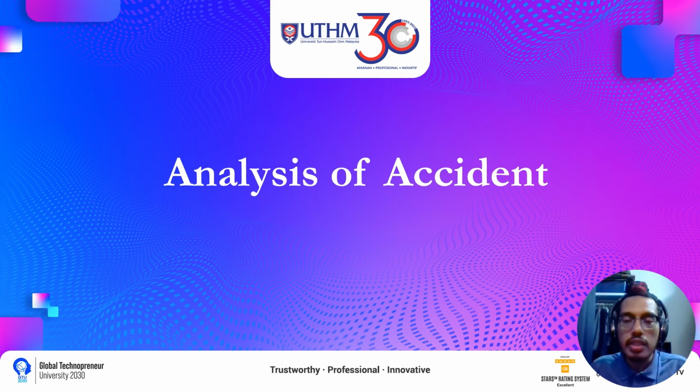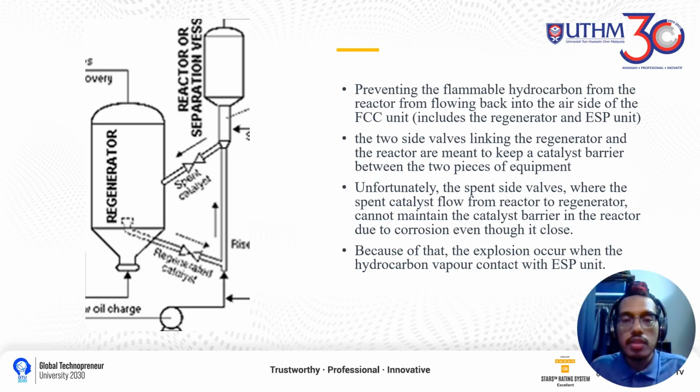So the analysis of the accident: first, the aim is to prevent the hydrocarbon from flowing back into the regenerator and electrostatic precipitator or ESP unit. Side valve and catalyst are meant to keep a catalyst barrier between the two pieces of equipment.